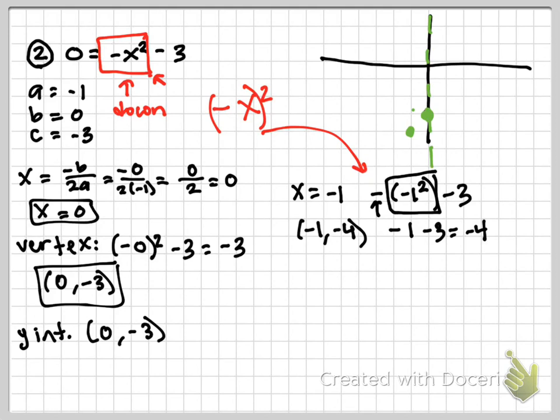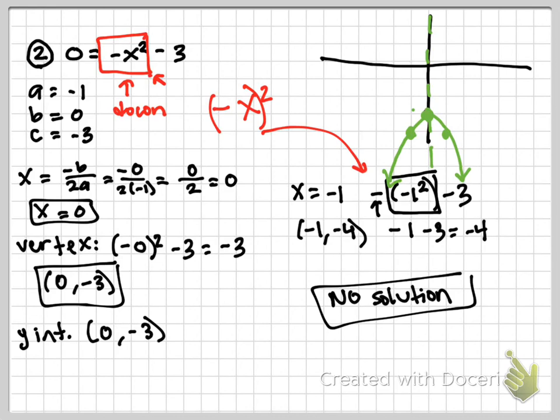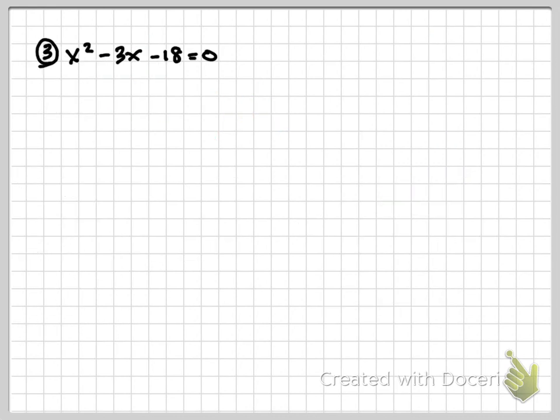So I know that this point is going to match up on the other side as well. So my parabola is going to look something like this. And you know from where this graph is that the solution here would be no solution, because my graph never actually crosses the x-axis. All right, let's look at one more.